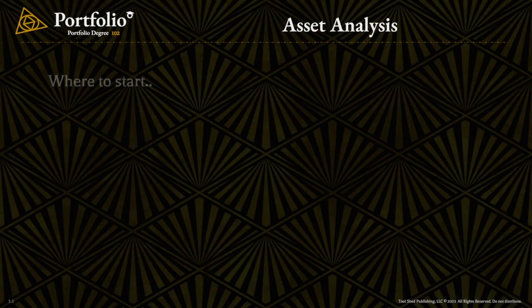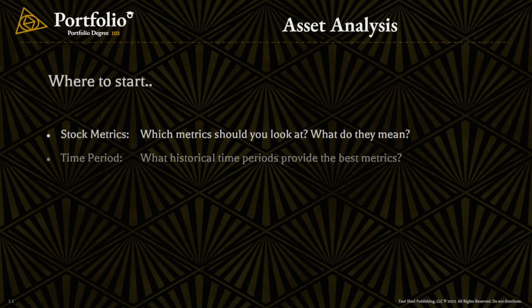All right, asset analysis. So where do you start? Well, we're going to start with the metrics that are available in our system, and we'll walk you through them, why we picked them, and how they work. We're also going to walk you through the historical time periods, why that matters, and which historical time period actually works best for the different strategies. And then we'll get into beta, what that is and why that's important. Beta can be a great measuring stick when trying to understand what to expect between your portfolio's performance and the market's.